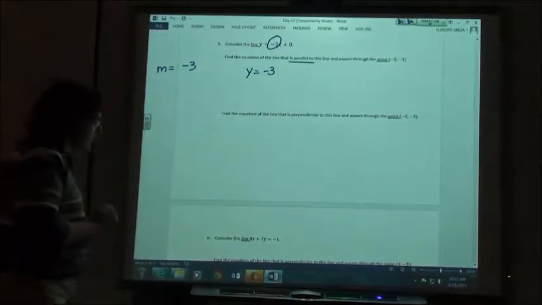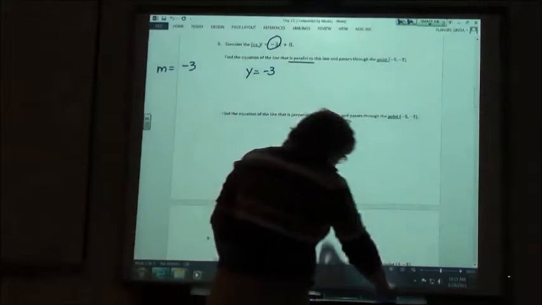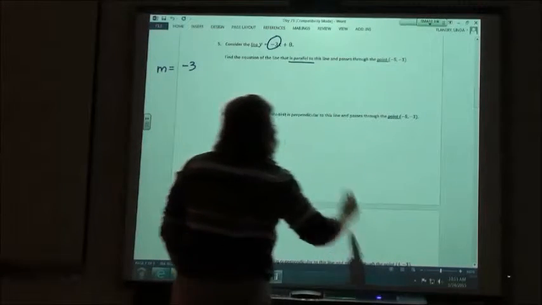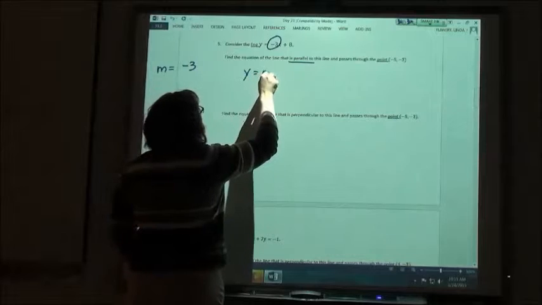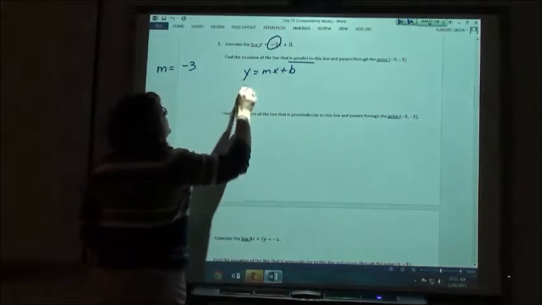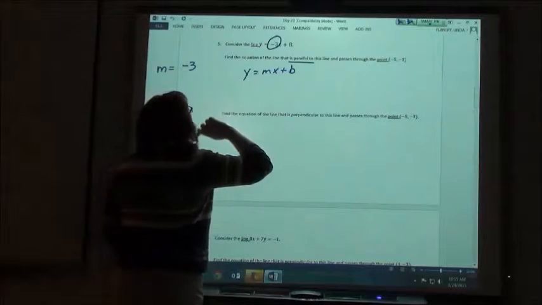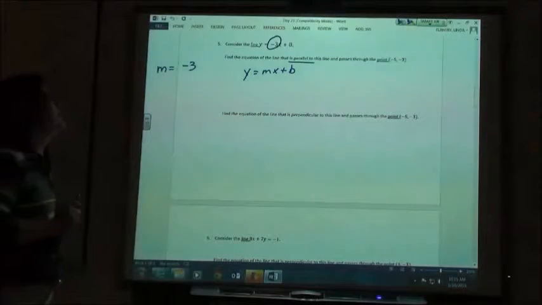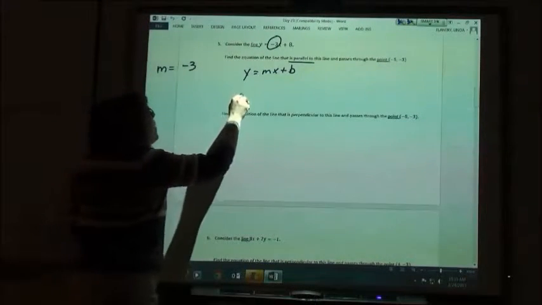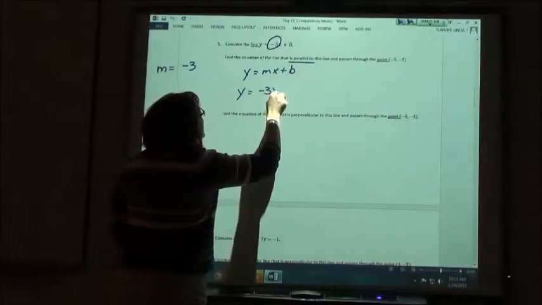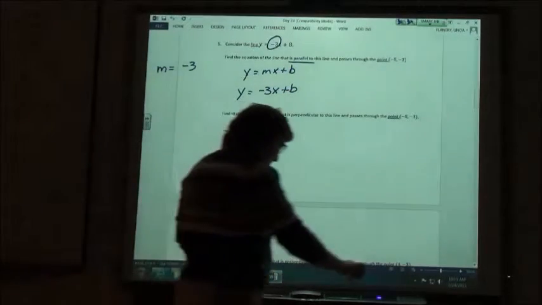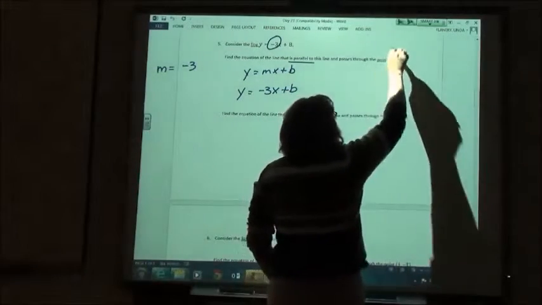Oops. First of all, I got to start my equation. Okay. So I know that it has to be y equals mx plus b, right? Okay. And what number are we putting in for the x? We're putting in -5. No. I mean for the m. Excuse me, I said the wrong thing. For the m, we got to put the m in first. -3. So y equals -3x plus b, right? Then I can put in my x and my y.